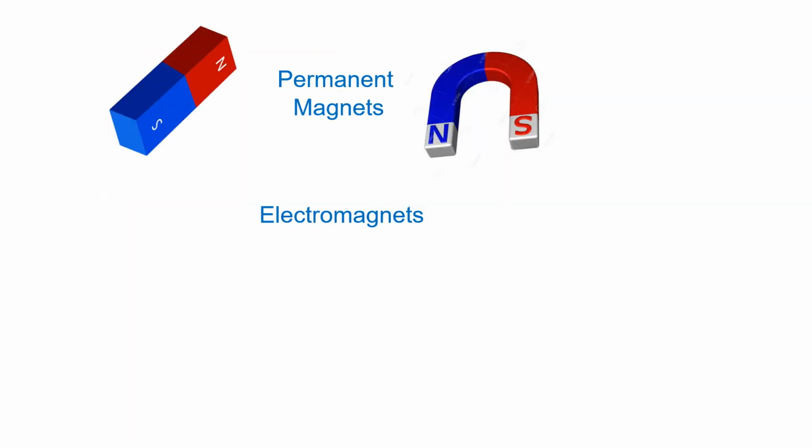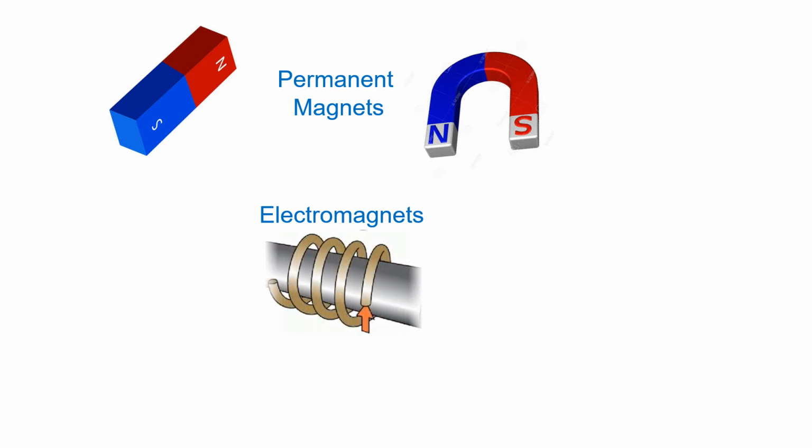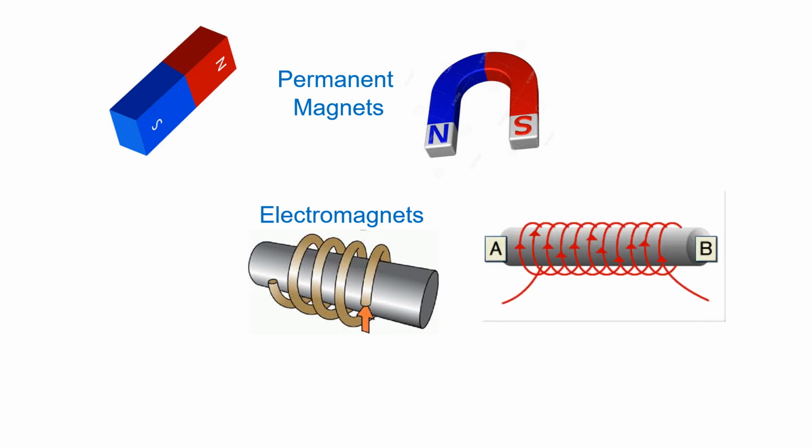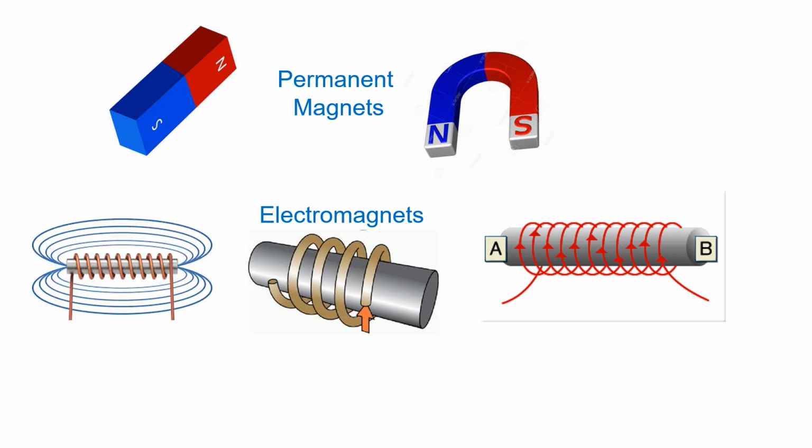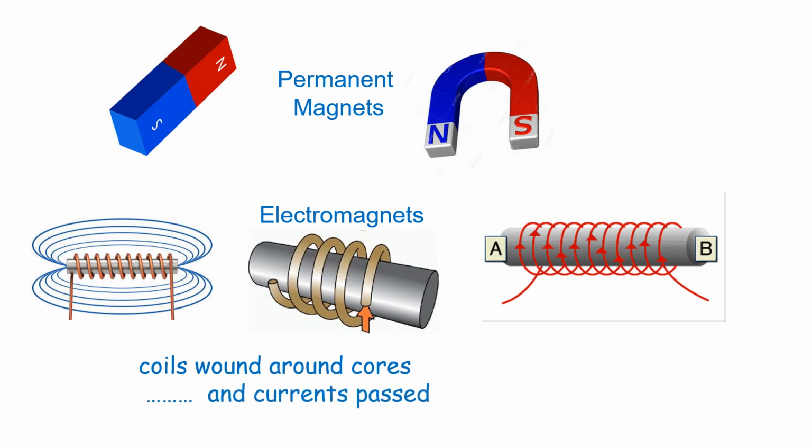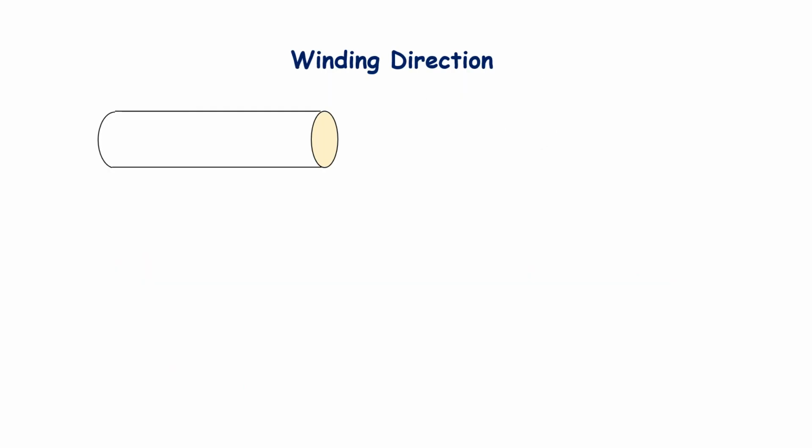After speaking about the permanent magnets, we will now know about electromagnets. You are seeing in this figure an electromagnet, and another figure shows an electromagnet. Even this figure shows an electromagnet. In all these figures, the coils are wound around the iron cores and currents are passed through the coils. We will speak about the winding direction in this figure.